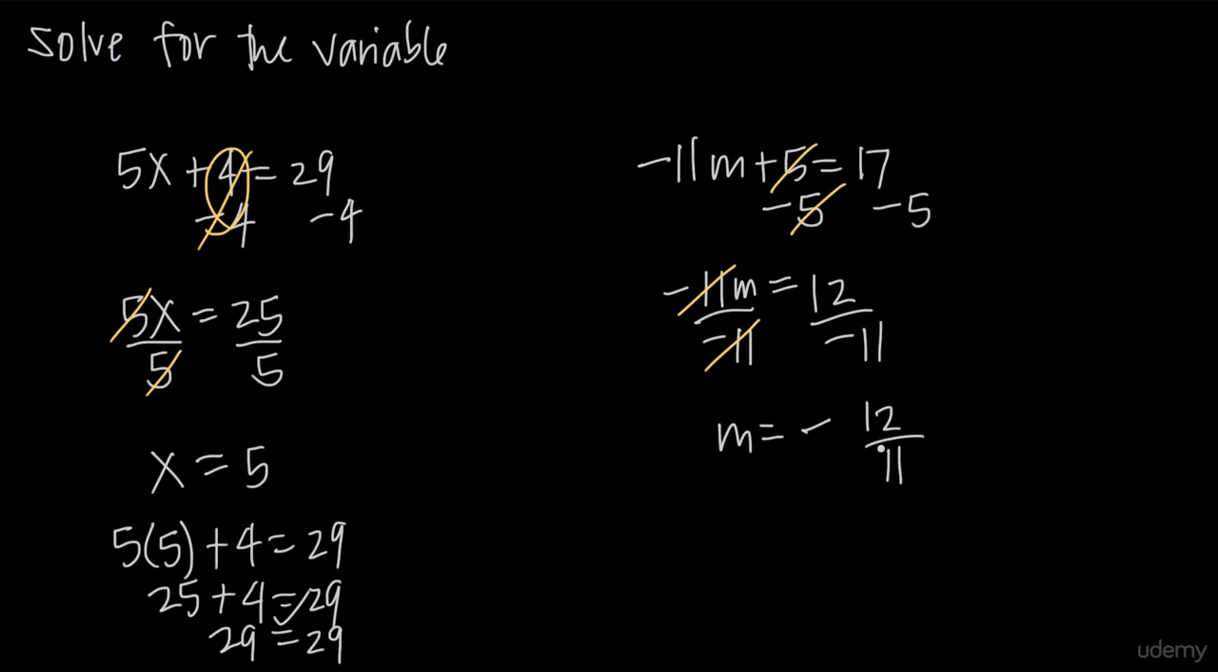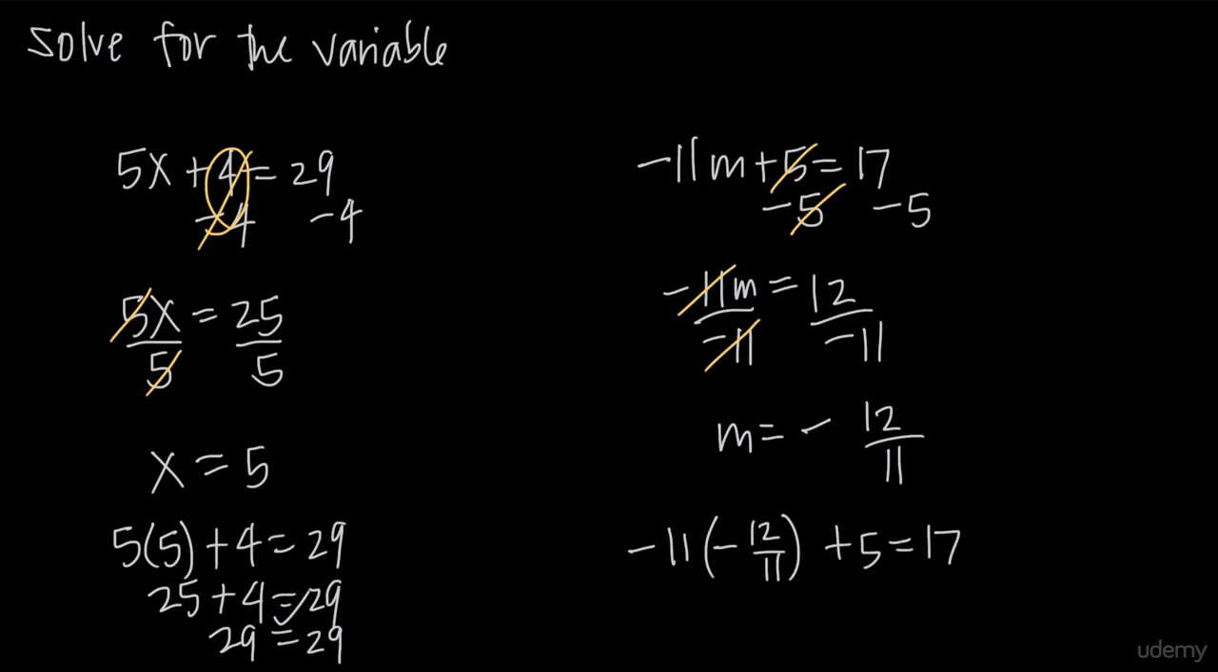Now, we've solved for the variable, but if we want to double check ourselves, we can. So plugging this value for m back into the original equation, instead of negative 11 times m, we'll get negative 11 times the value we found, so negative 12 over 11, and then plus 5 equals 17. And let's see if we get the same kind of situation here of our left and right hand sides being equal to one another.